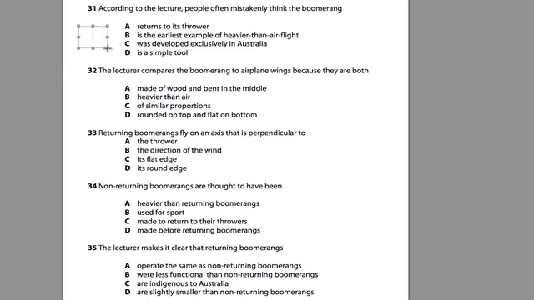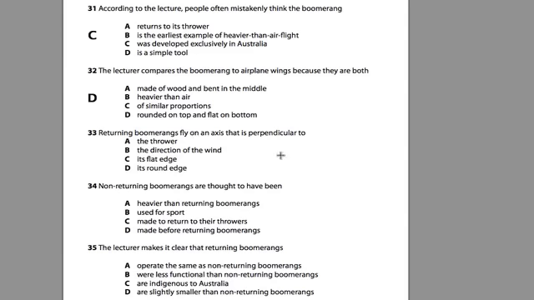I guess I can write these as we go along. Okay, the lecturer compares the boomerang to airplane wings because they are both. Now, he talks for a good 20 seconds about the similarities between airplane wings and a boomerang. Made of wood and are bent in the middle? The bent part is true. He mentions that. He doesn't say anything about being made of wood, though. Heavier than air? No. He doesn't mention that. That could be true. Of similar proportions? Again, not really mentioned. Rounded on top and flat on bottom. That's the answer. That's what he states. They both have a rounded top and they're flat on bottom.